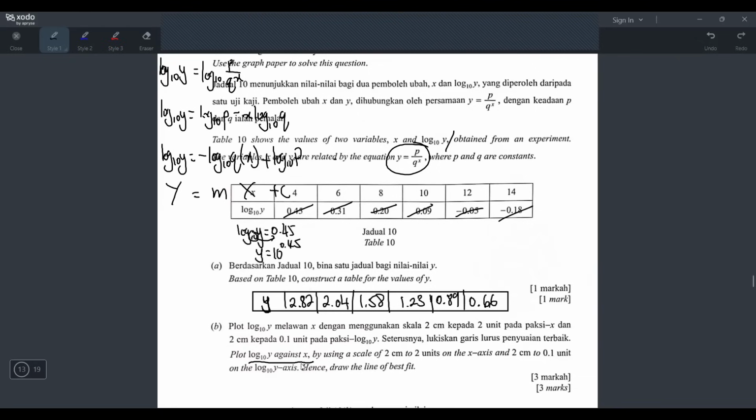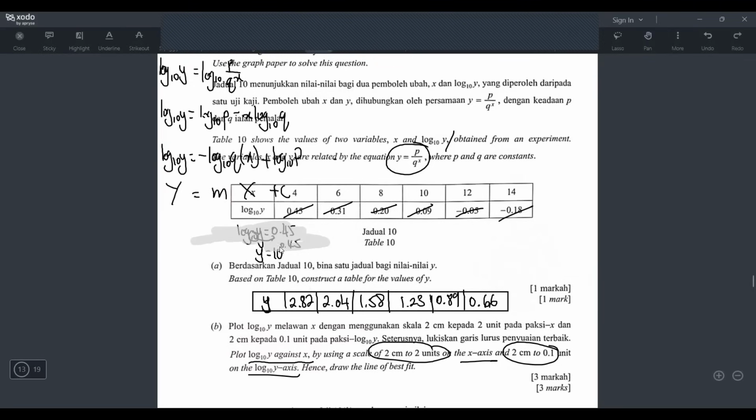So part B asks us to plot the graph by using a scale of 2 cm to 2 units on the x-axis, 2 cm to 0.1 on the log y-axis, hence draw the line of best fit. Okay, how do we do this question? Draw the graph. But the question gives us its own scale, right? So we have to follow the scale.